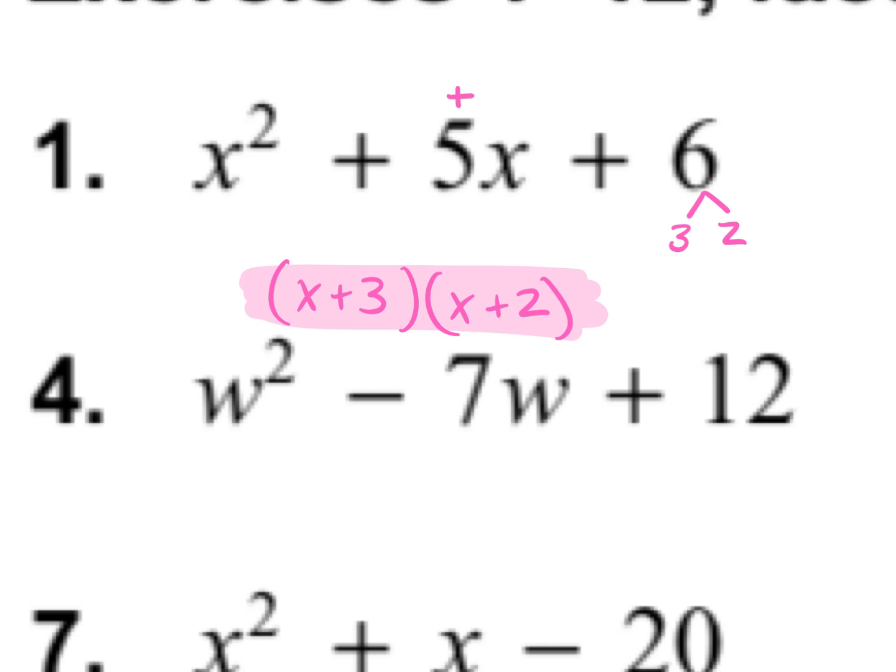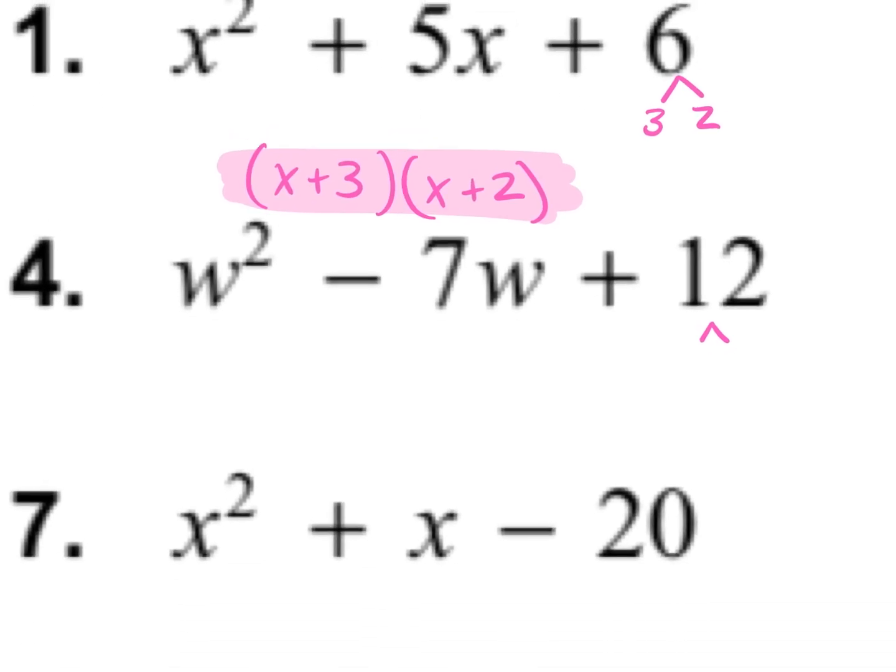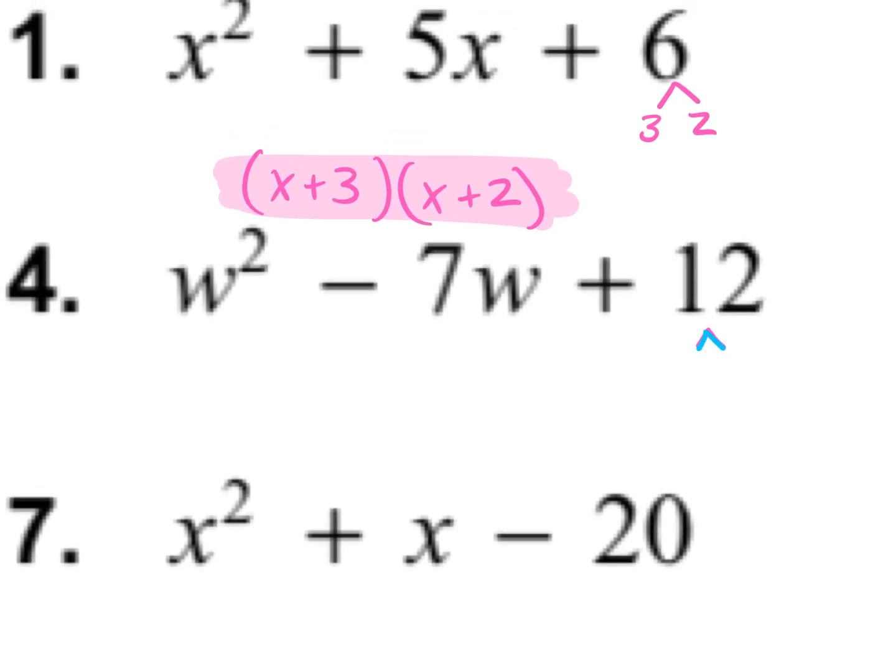Let's do number 4 right below it. What are 2 factors of 12 that add to negative 7? Four times 3, what's 4 plus 3? 7. Positive 7, but we're looking for what? Awesome, we're looking for negative 7, so it has to be negative 4 and negative 3. Perfect, because negative 4 times negative 3, is that positive 12? Yep, a negative times a negative would be a positive. So how would we write our answer? W minus 4 and W minus 3. Awesome.